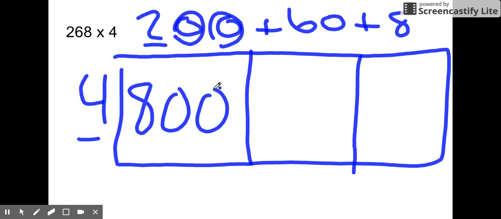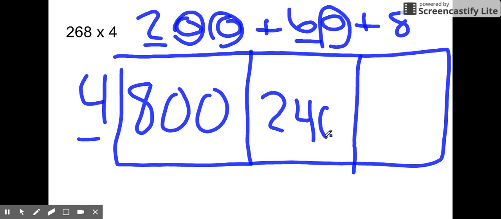I'm going to come to the next box, 60 times 4. I know that 6 times 4 is 24. I have 1 zero in my problem, so I'm going to add 1 zero to my answer. And finally, I'm going to come to 8 times 4. I know that 8 times 4 is 32. So just like before, I'm going to go ahead and add up all of my factors.